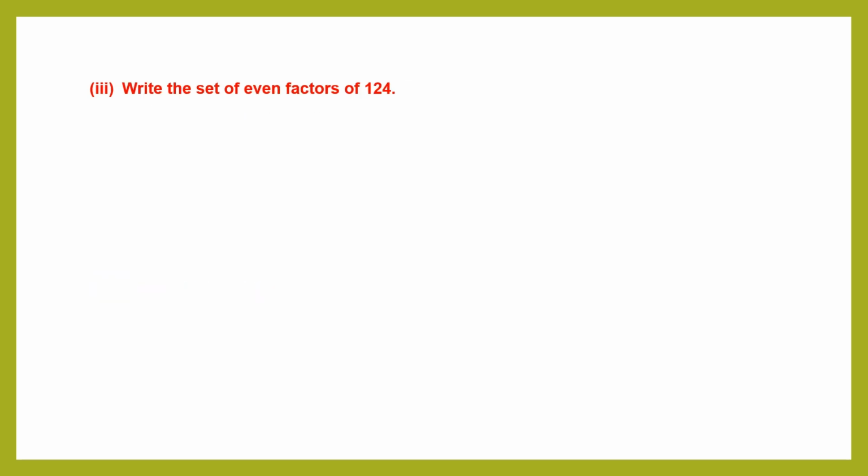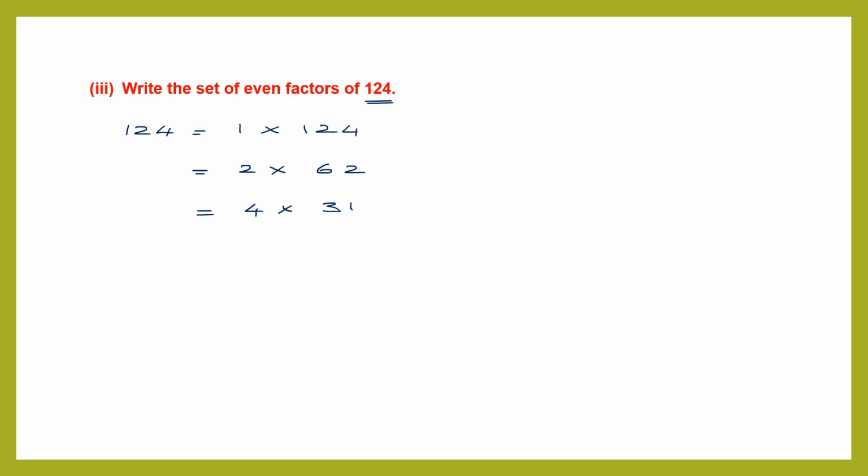Okay, next question. Write the set of even factors of 124. So first let's write all the factors of 124. So what are all the factors of 124? Let's start from 1 itself. So 1 into 124 is 124. Now that's an even number, so we can write 2 also. So 2 into 62. Now is it divisible by 3? It's not divisible by 3. Is it divisible by 4? Yes. 4 into 31 is 124. Now that's it. No other number will give us 124.